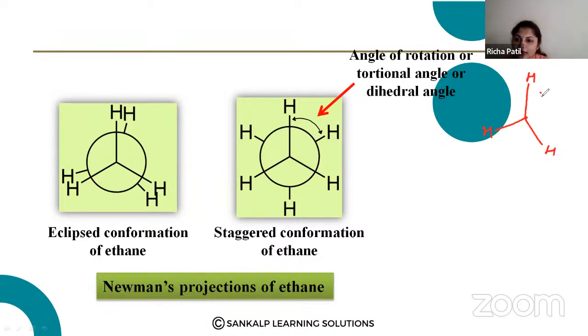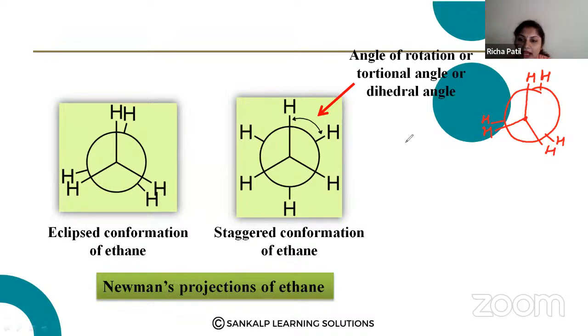The rear carbon is this, with the hydrogens. So this is which form? This is the eclipsed form, so one is behind the other. This carbon is behind this carbon, and the hydrogen atoms are falling one behind the other. So these are called the eclipsed form.